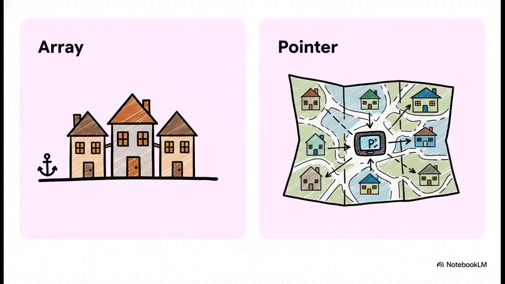You know, at a high level, the difference is actually pretty simple. An array, think of it like a pre-built fixed row of townhouses. The address of the first house, that starting point, it never ever changes. A pointer, though, well, that's our mobile GPS we've been using. It's totally free to move around and point to any house it wants in the whole neighborhood.